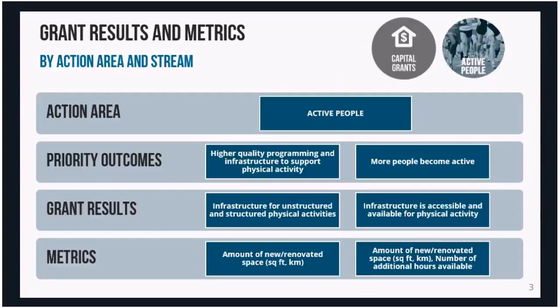For the second grant result, our investment priorities are more infrastructure. In other words, new skate parks, trails, bike paths, playgrounds, and playing fields, etc., as well as increased accessibility. For example, lights on a soccer field that allow additional programming hours, or retrofitting a rink to allow for persons with disabilities to play sledge hockey.